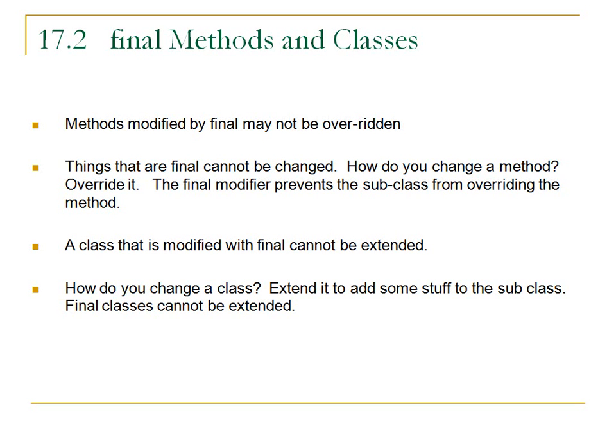One more, a class can be modified with the keyword final. So you can have public final class or final public class, it doesn't matter which. And a final class cannot be extended. So the compiler would recognize that if you tried to extend a class that's final, you won't be allowed to. So how do you change a class? Well, you extend it. You inherit from a class and then you add some stuff to make it a subclass. And the final classes will not be extended.